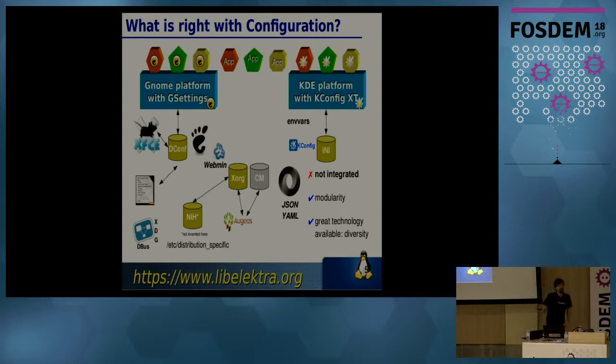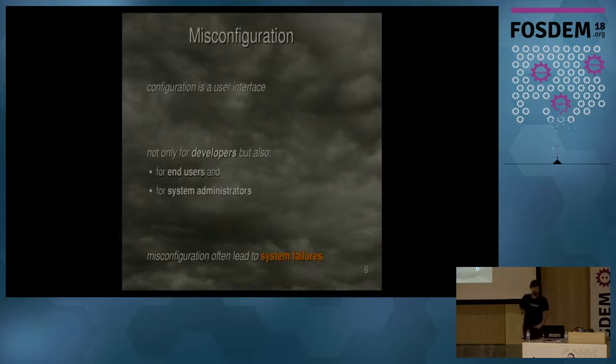For example, video formats. We have plenty of video encoding libraries or video player libraries, and they coexist nicely, and there's no problem with this. There is a reason why configuration is different. There's a really important difference between configuration and other libraries. And the difference is called misconfiguration.